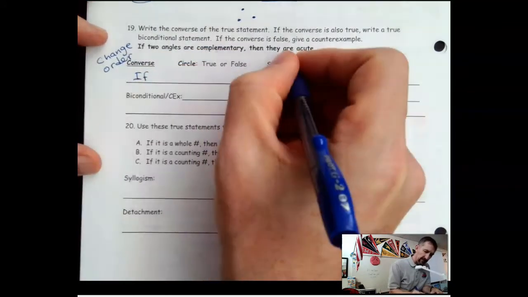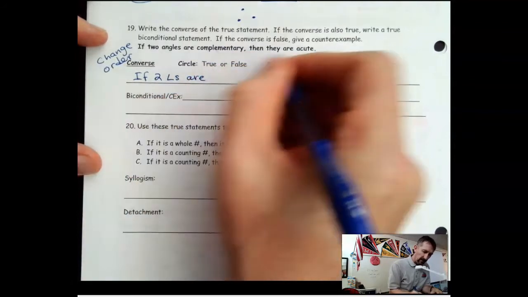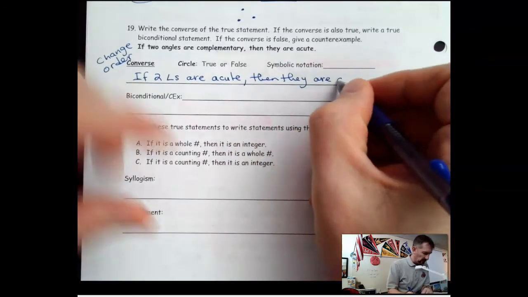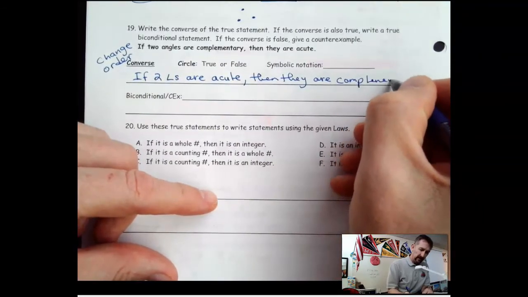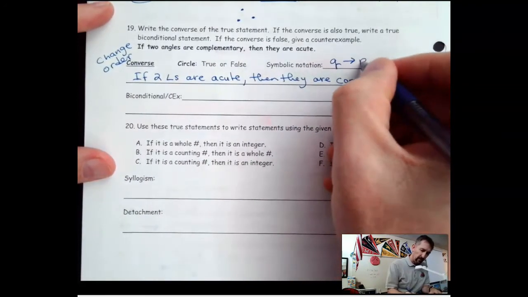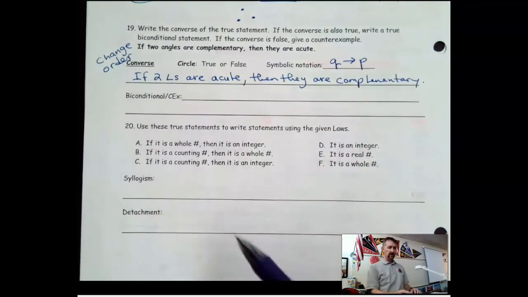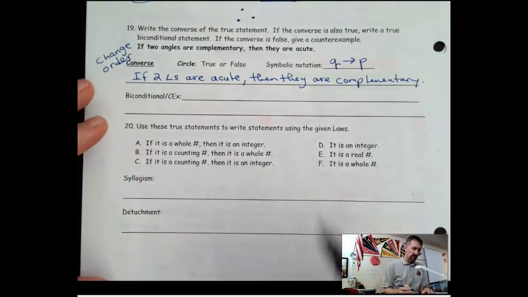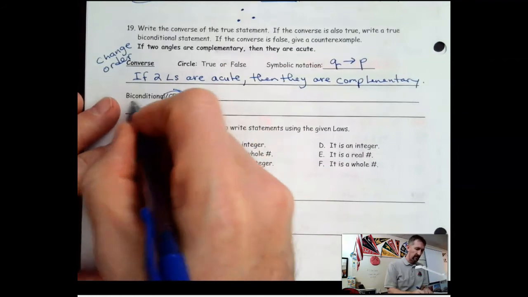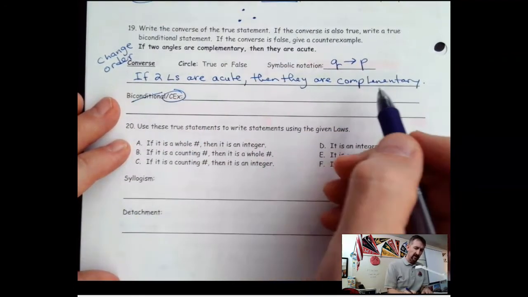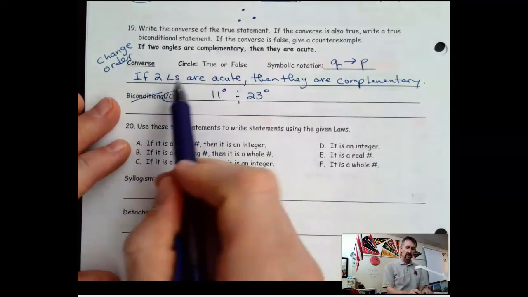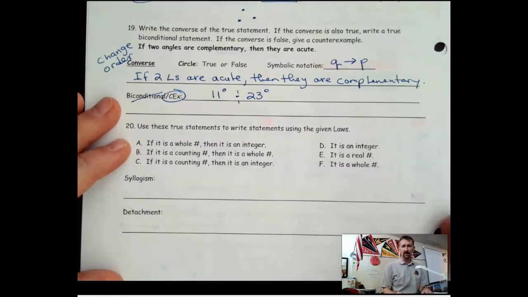So I need to put: if two angles are acute, then they are complementary. Symbolic notation: converse just means flip them, so that's Q arrow P. Now, if two angles are acute, they have to be complementary? That doesn't sound right. So I think it's false, but if it's false, we should be able to come up with a counterexample: two acute angles that are not complementary. How about 11 degrees and 23 degrees? Those are both acute, but they are not complementary because they do not add up to 90.